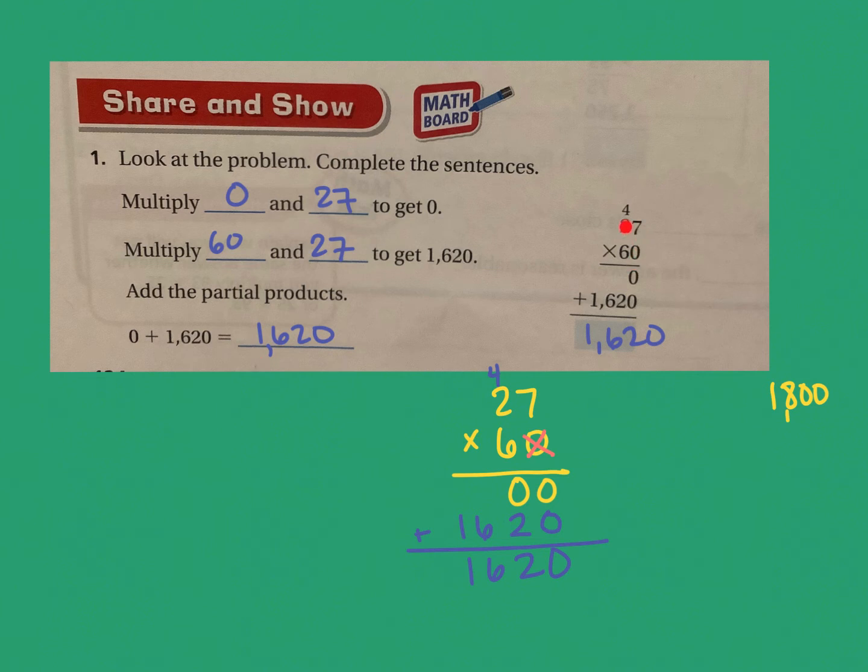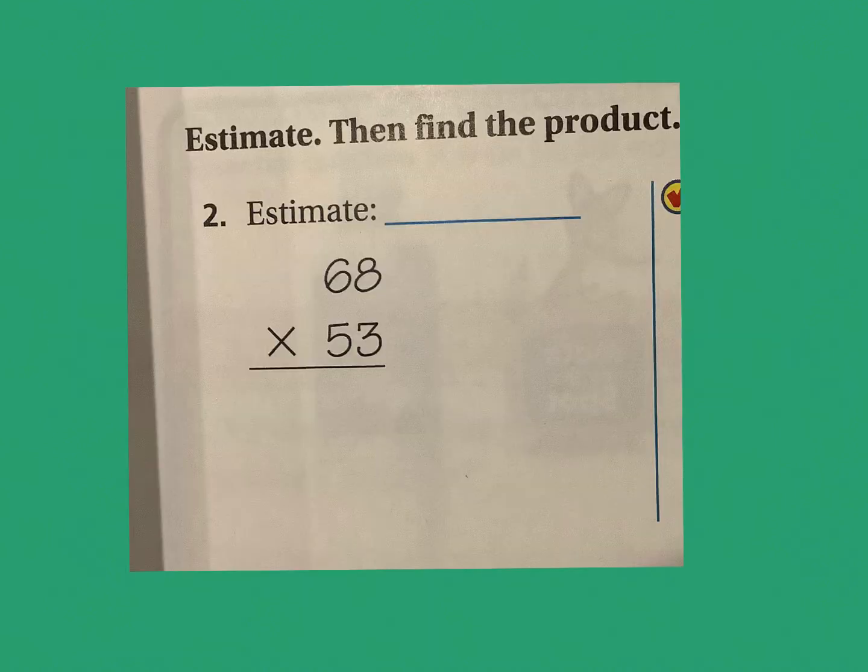We're doing this 0 times 27 first. Then we will do the 60, the 6 tens here times 27 there, and then we'll add the partial products. We'll practice some. Okay, we have 68 times 53.